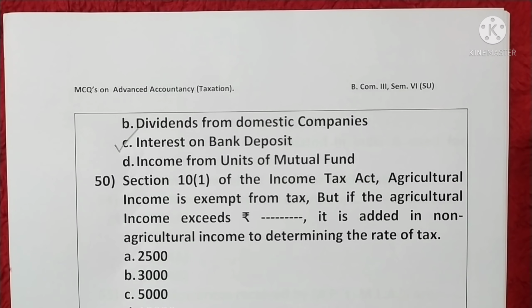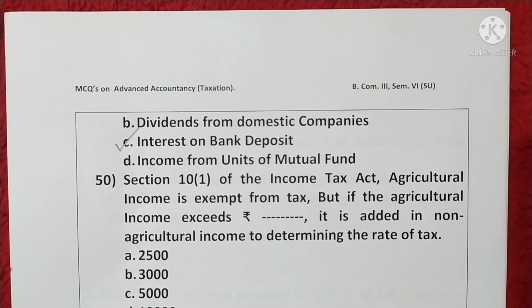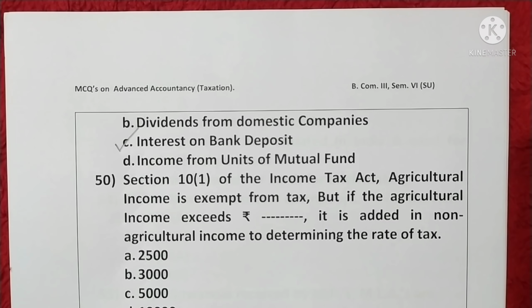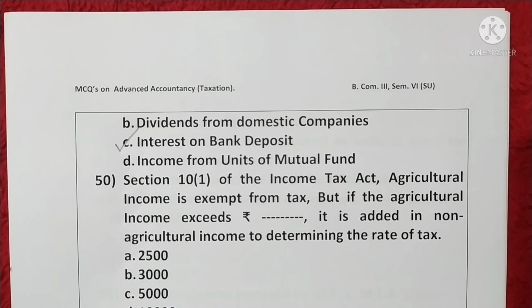Question 50. Section 10(1) of the Income Tax Act, agriculture income is exempt from tax, but if the agriculture income exceeds rupees dash dash, it is to be added in non-agriculture income to determine the rate of tax. Here, agriculture income exceeds rupees 5,000, it is to be added in non-agriculture income. Option C is correct one.